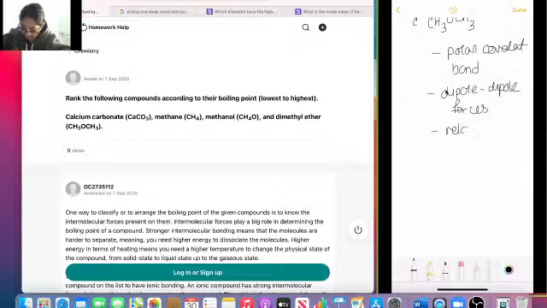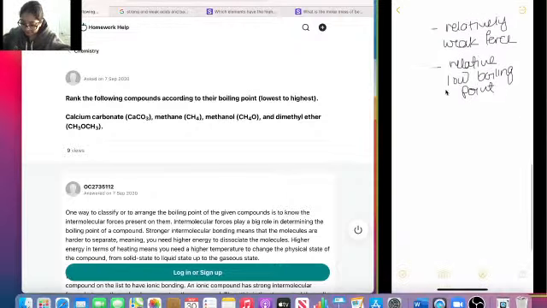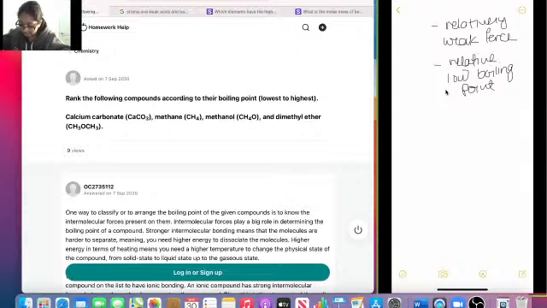So it's a weak force, right? So you can say it has a relatively low boiling point. Okay, so this is basically for dimethyl ether.